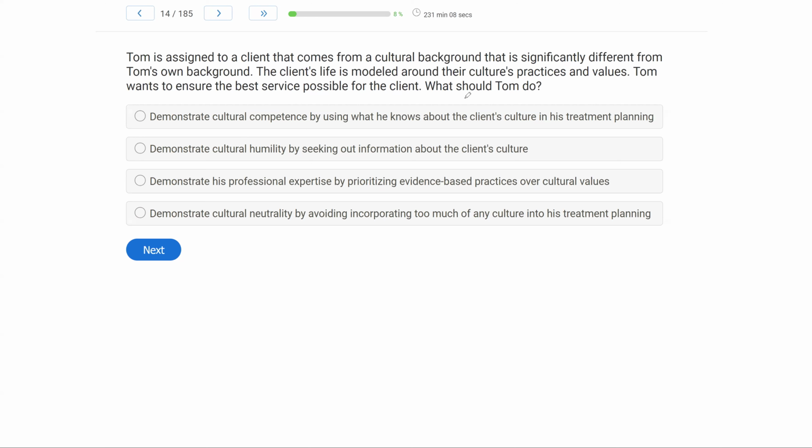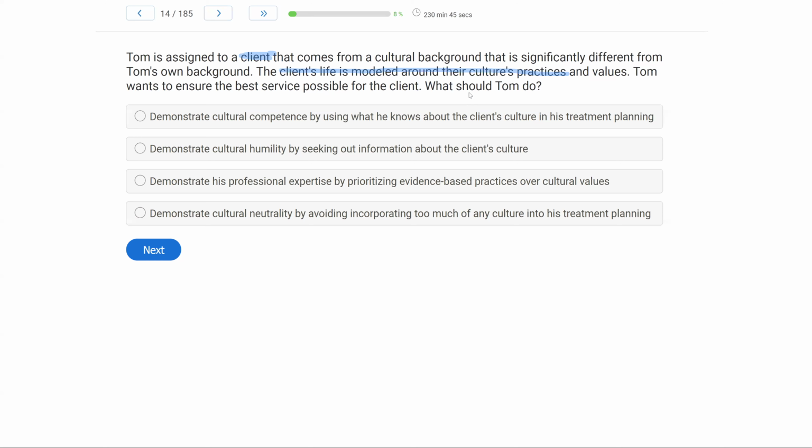As analysts, we have our own cultures and backgrounds, and we can't push our cultures and backgrounds on others, even if it's on accident through our treatments. So in this case, we have a situation where Tom has a client whose background is very different from his, and that client's life is modeled around that culture. Tom has to take that into account when designing the treatment.